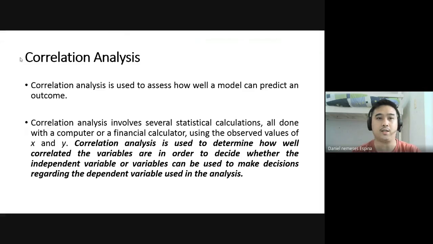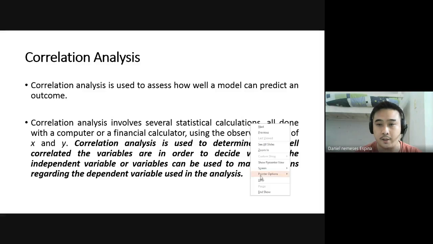Okay, so correlation analysis. Correlation analysis is used to assess how well a model can predict an outcome. So in case of research, how the independent variable or independent variables can predict the outcome of the dependent variable. Okay, so correlation analysis involves several statistical calculations.